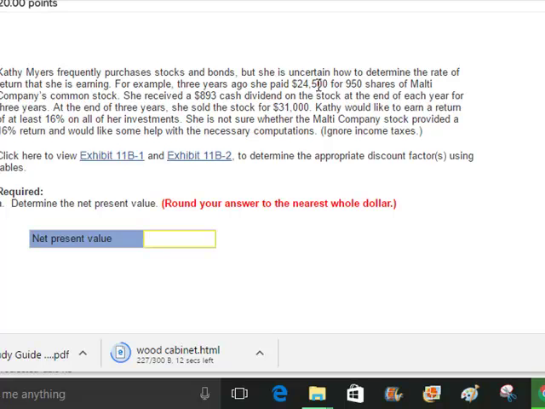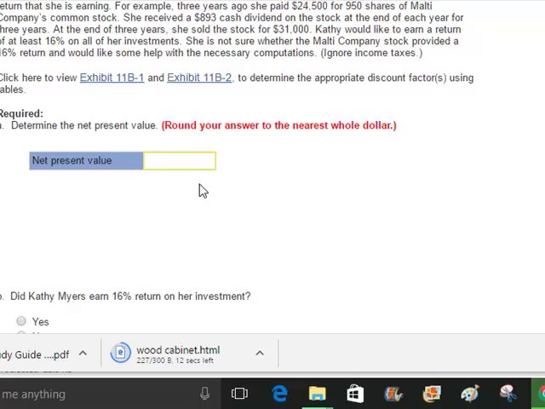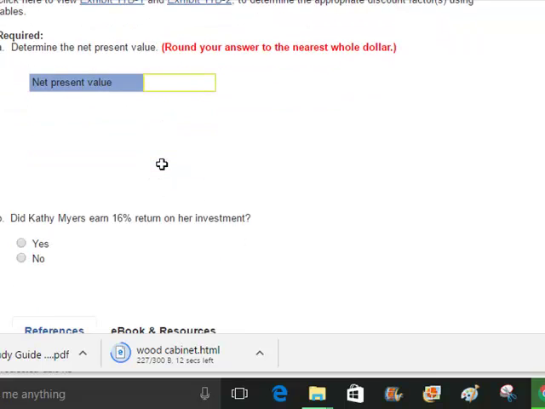And if the cash outflow is greater, this net present value is going to be a negative number. And essentially what that means, if this is a negative number, is that she did not earn a 16% return on her investment. So you'll put the dollar amount here, rounded to the nearest whole dollar, and if it is negative, the answer to part B is no, she did not earn a 16% return on her investment.